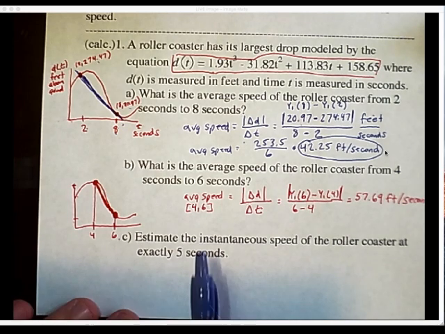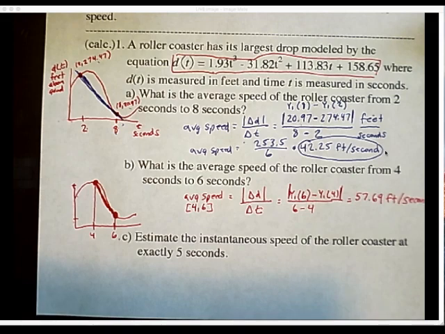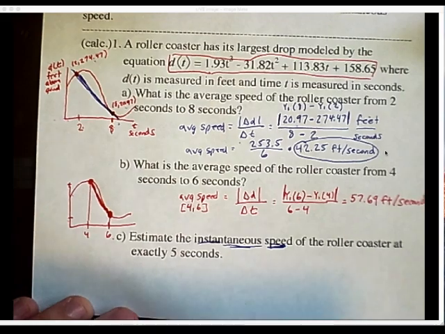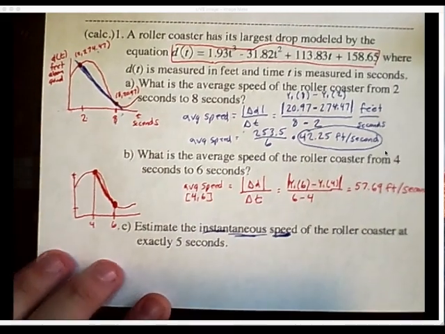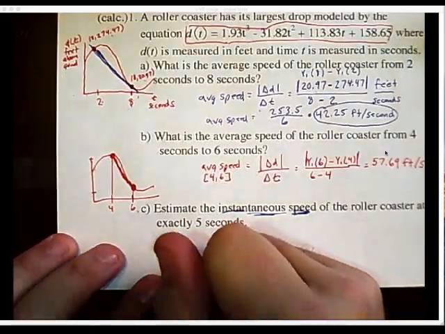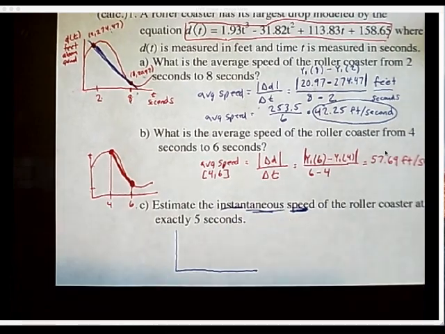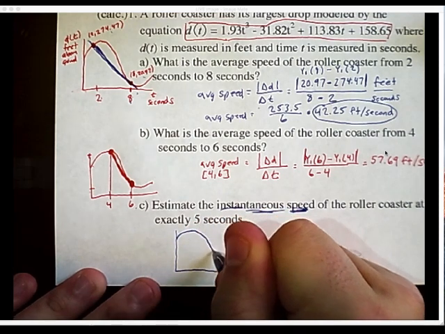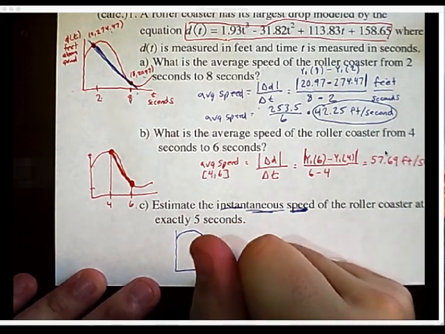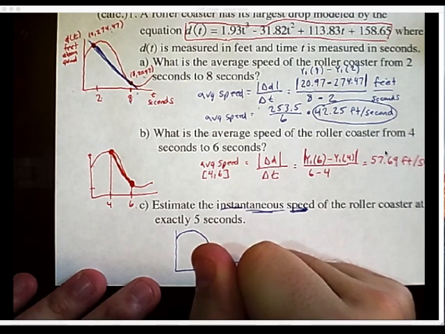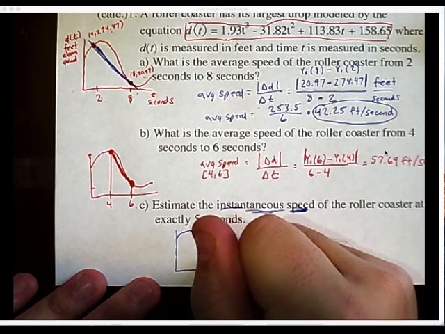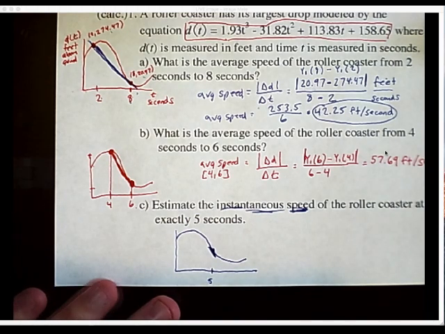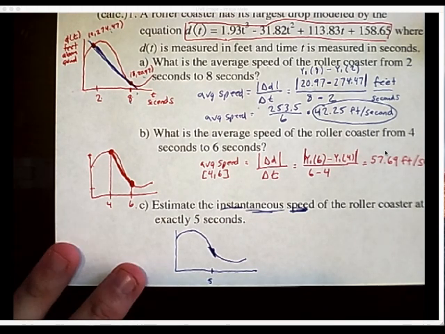Now it says estimate the instantaneous speed. So now they're talking about the instantaneous speed of the roller coaster at exactly 5 seconds. So here's my graph again. I want to know, at 5 seconds, what's the slope of that line? Well, we don't know how to do that yet. We need calculus for that.